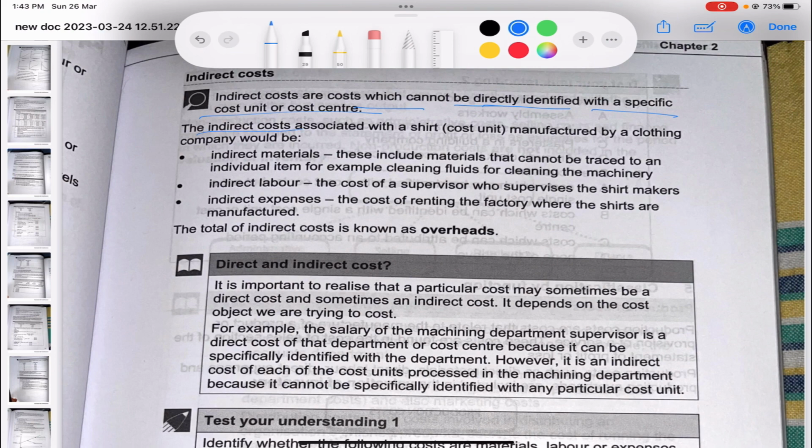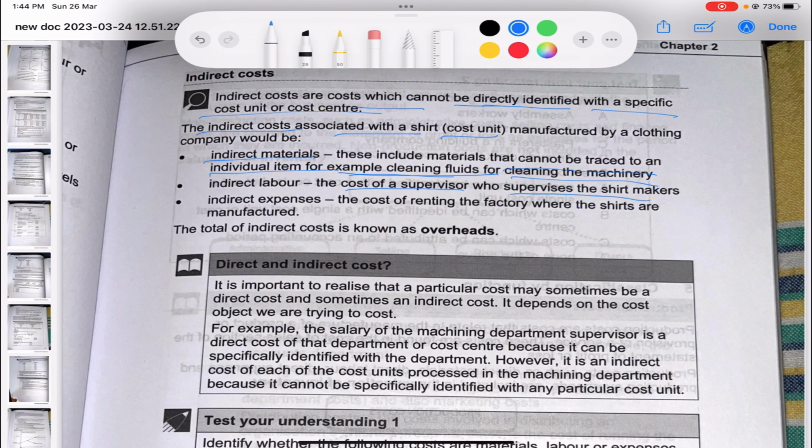The indirect costs associated with a shirt manufactured by a clothing company. Let's start with the indirect material, which cannot be traced. This is the basic gist of the indirect costs. You cannot really trace them, unlike the direct cost. You cannot trace them to an individual item. For example, cleaning fluids for cleaning the machinery. We just discussed that. Indirect labor: the cost of a supervisor who supervises the shirt makers.